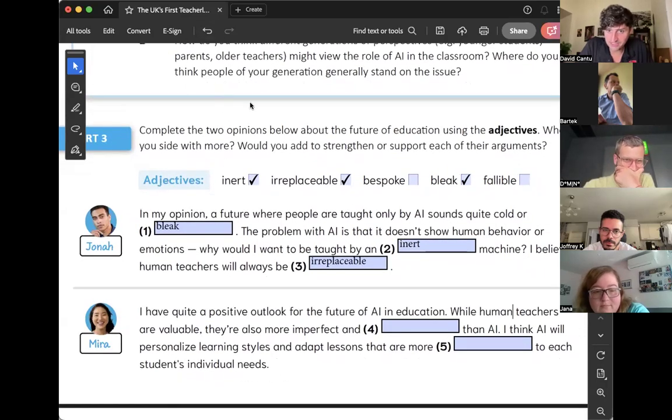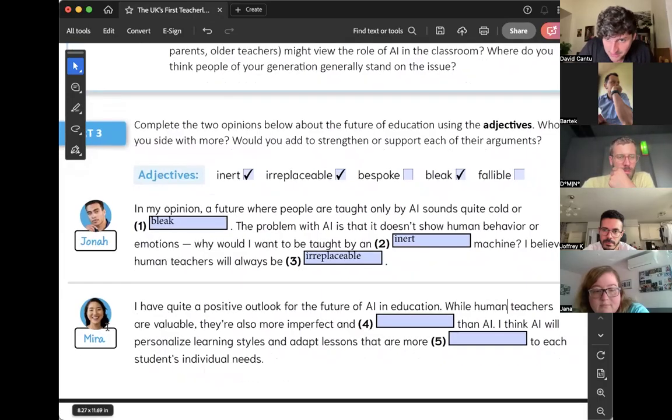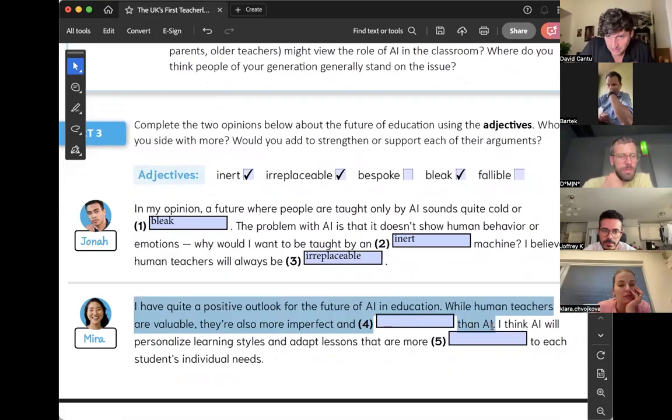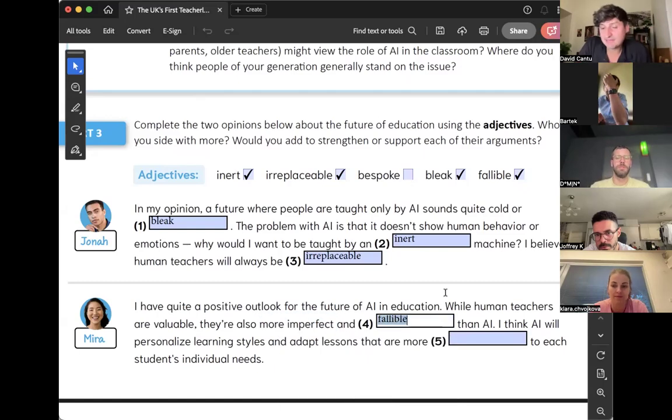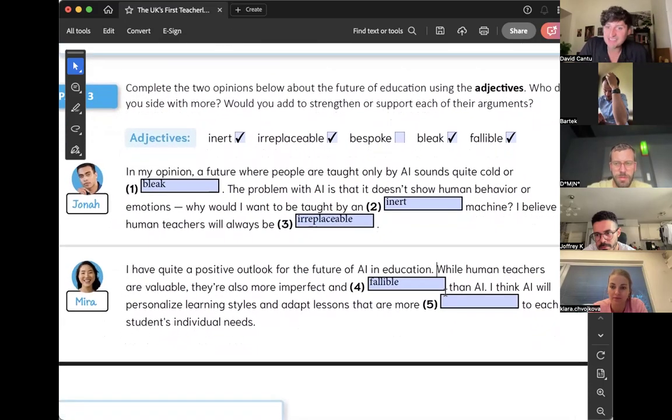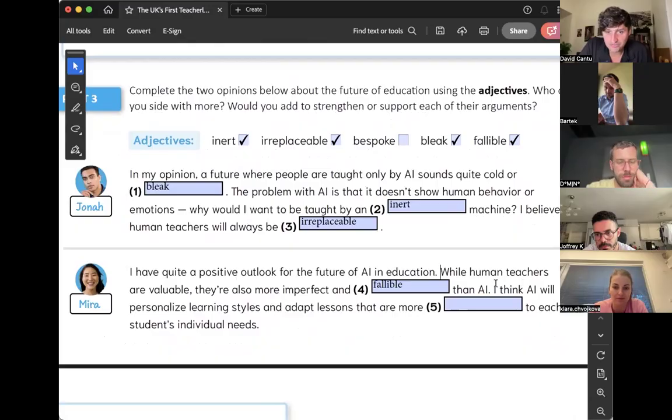All right. So here we can ask maybe Clara. I have quite a positive outlook for the future of AI in education. While human teachers are valuable, they're also more imperfect and fallible. Good. So she says she feels good about this. I believe AI in education is a good thing. Human teachers are valuable, it's true, but they're imperfect and they can also make mistakes. They're not perfect, they can be wrong. Human beings, that's okay. That's who we are.